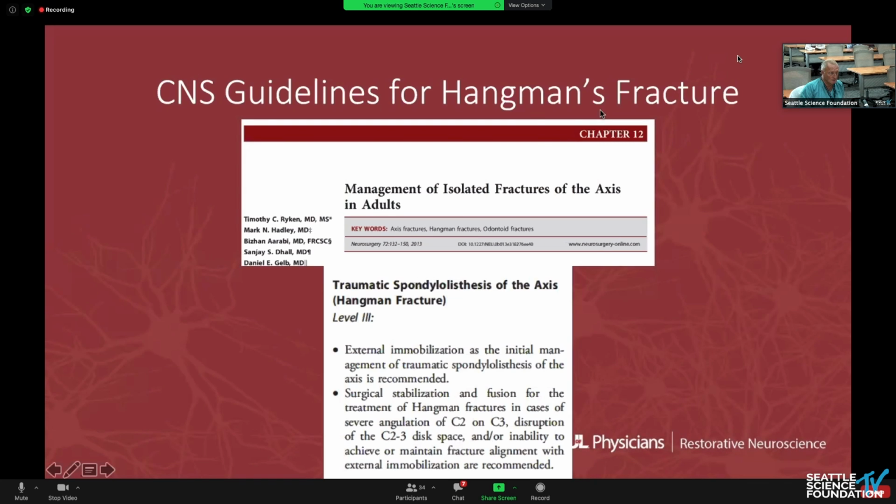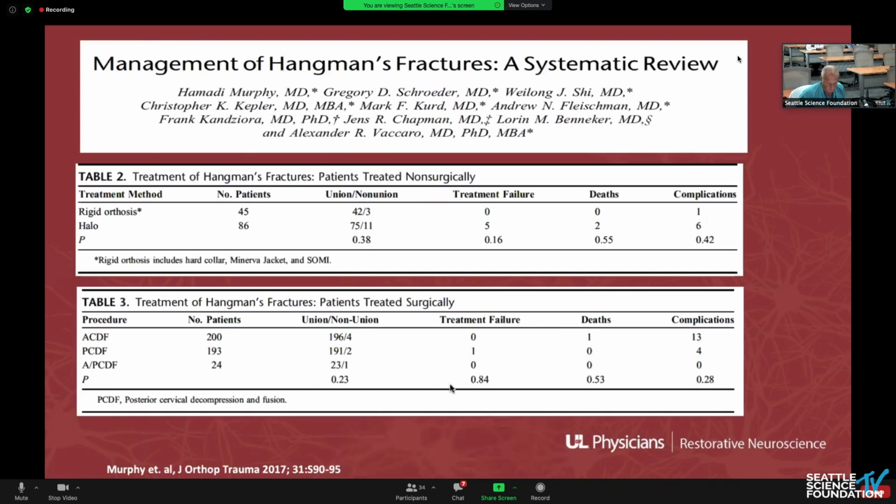In reviewing the guidelines, and this is a couple more slides and then we get to the end, the CNS neurosurgery guidelines are not very specific in directing a standard of care. So there is really no standard of care. These are level 3 recommendations. They basically say surgery is indicated for highly unstable fractures, but it doesn't really guide any further than that.